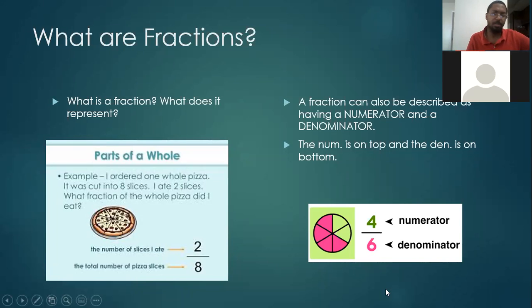The top of a fraction is called the numerator. The bottom of a fraction is called the denominator. And the way I remember that is the denominator is down. D is for denominator, D is for down, the denominator is on the bottom. That's how I remember it. All right.